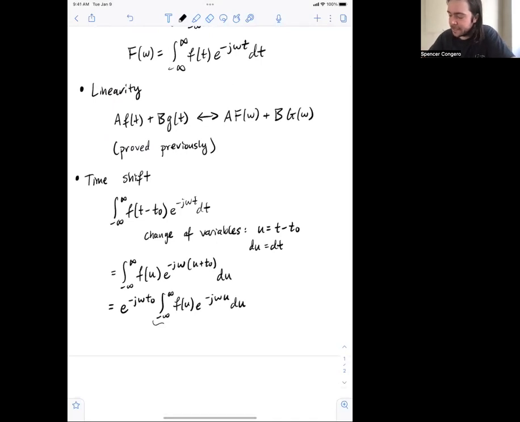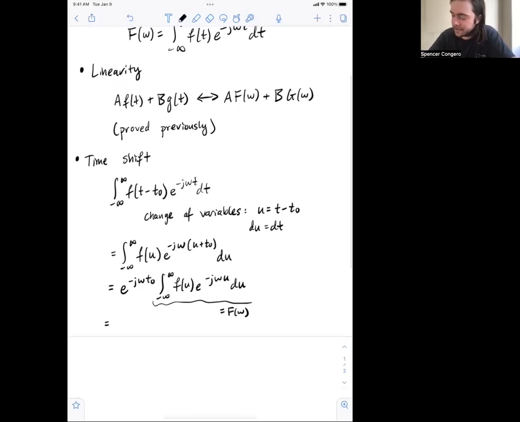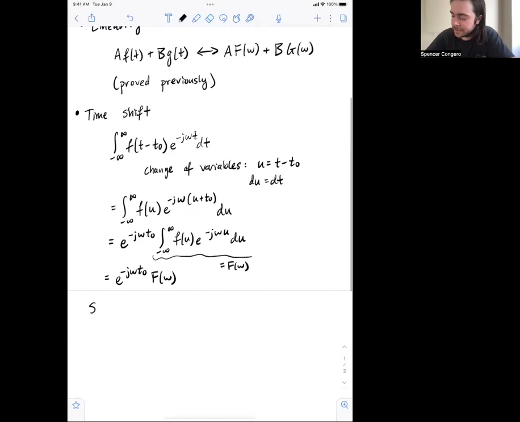And then sure enough, what is that? That is exactly my Fourier transform formula, just with u instead of t. But of course, that doesn't matter. You can use any integration variable you like. That whole thing is just F of omega. And so I get e to the negative j omega t naught times F of omega. Okay, so that's what happens when you time shift. You get this phase shift in frequency. And let me just summarize it. So f of t minus t naught has Fourier transform the same as F of omega, but multiplied by this phase shift.